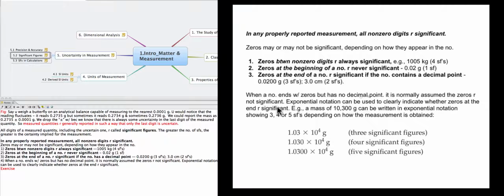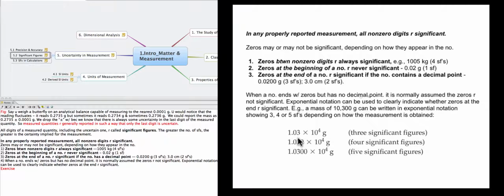Now it can be tricky when a number ends with zeros but has no decimal point. It is normally assumed that the zeros are not significant. Exponential notation can be used to clearly indicate whether zeros at the end are significant or not. For example, a mass of 10,300 gram can be written in exponential notation, showing either 3 or 4 or 5 significant figures depending on how the measurement is obtained.